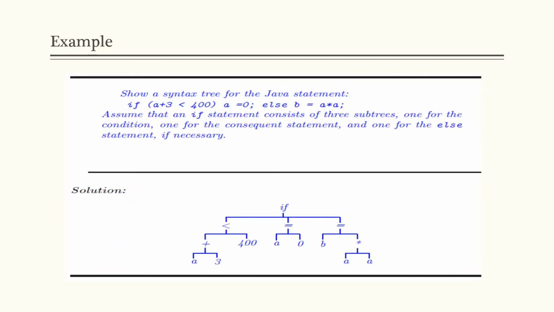Another example of a Java statement here is an if statement, but this one I show in the form of a tree structure. So remember, for this phase, you have two outputs, either in the form of a collection or series of atoms, or in the form of a tree structure. So this is an if statement, and it has two parts here, if and else. The first part is A plus 3 is less than 400, and then if A equals 0, else B equals A times A. So this is the three parts of your if statement using a tree structure.